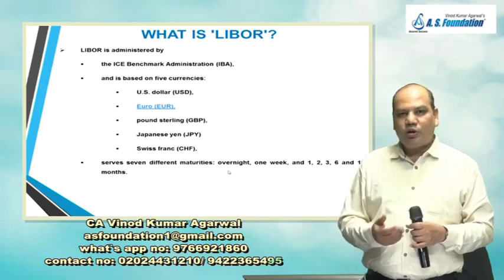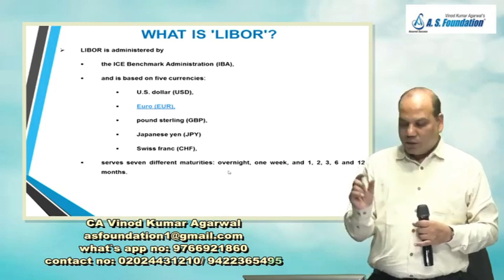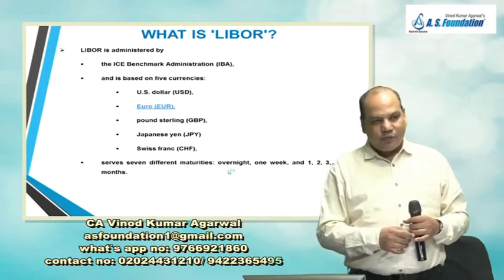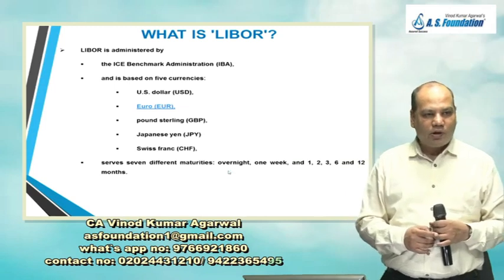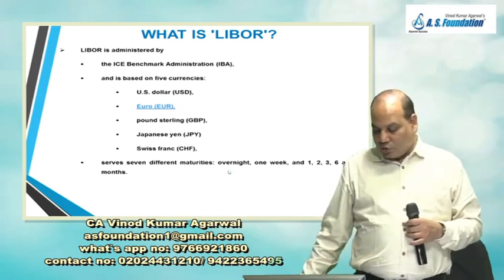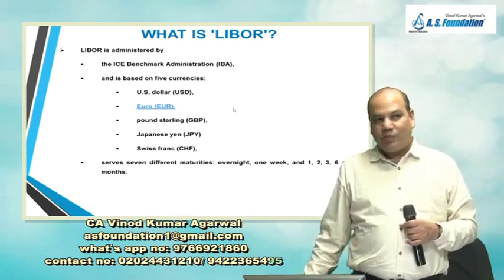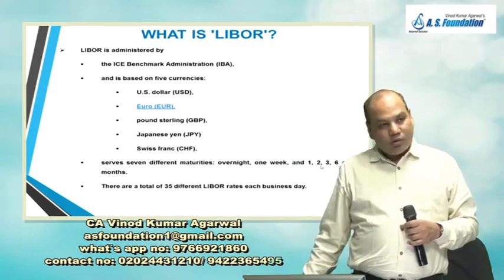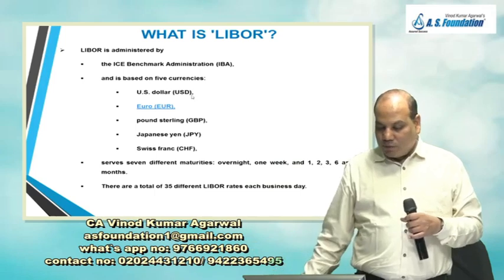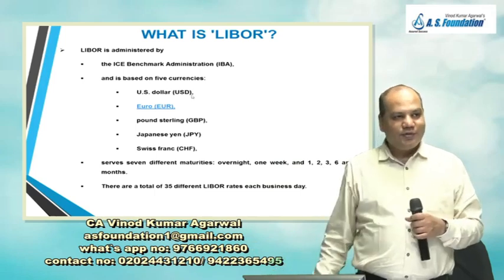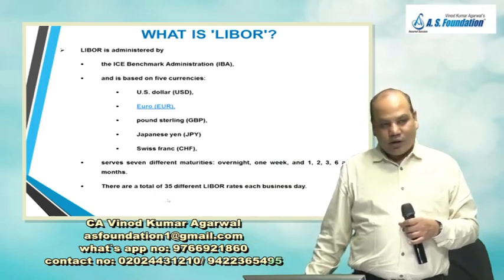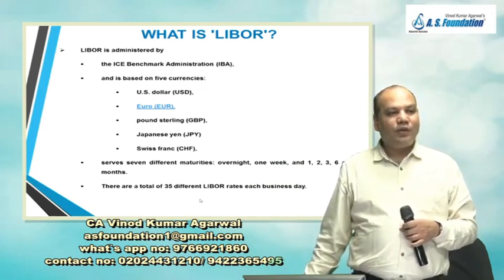So if today you want to enter into a contract for 6 months, you will refer 6-month LIBOR. If you want to enter into a contract for 3 months, you will refer 3 months LIBOR, like this. So total how many rates will be available? Can you guess? 7 maturities, 5 currencies. So therefore 7 into 5. At any point of time they will give you 35 rates.